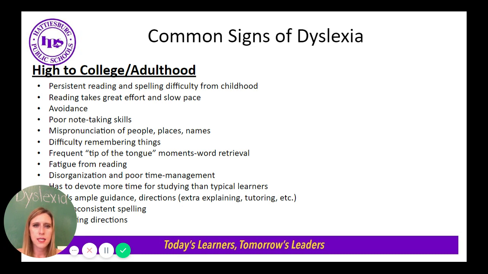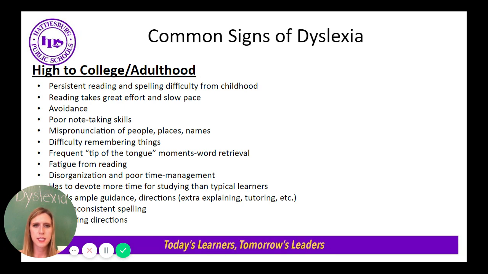They have poor note-taking skills. They often mispronounce names of places or people or things. They have difficulty remembering things. They have frequent tip-of-the-tongue moments or word retrieval problems. They are fatigued from reading. They're disorganized or have poor time management skills. They have to devote much more time to studying or learning than typical learners. They need ample guidance or directions. They have inconsistent spelling, and they have difficulty navigating or following directions.